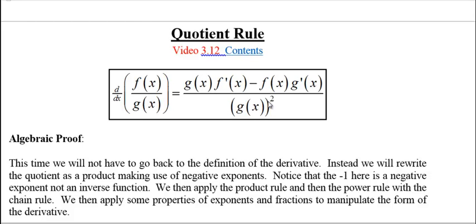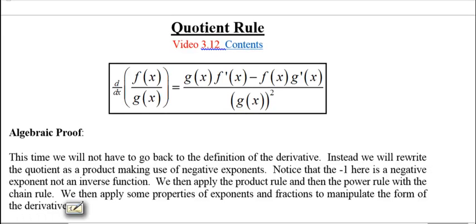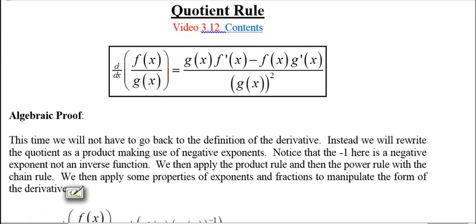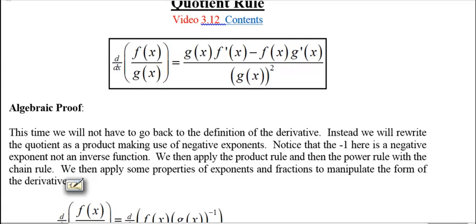Now, most of the time when we've been deriving these formulas for shortcuts, we've had to go back to the definition of the derivative and work from there. But here, since we already know how to do power functions and we already know the chain rule, we're going to apply those rules to help us with this. And of course, we know the product rule. So basically, the quotient rule can be thought of as a product, and here's how we do that.